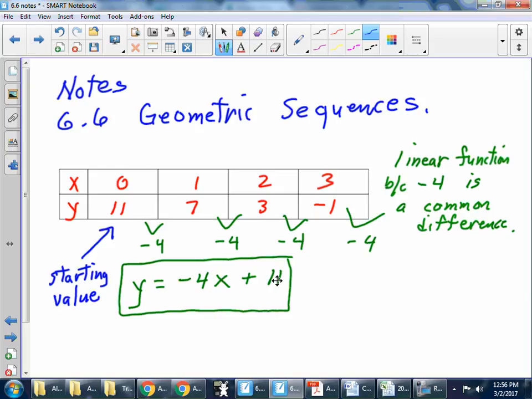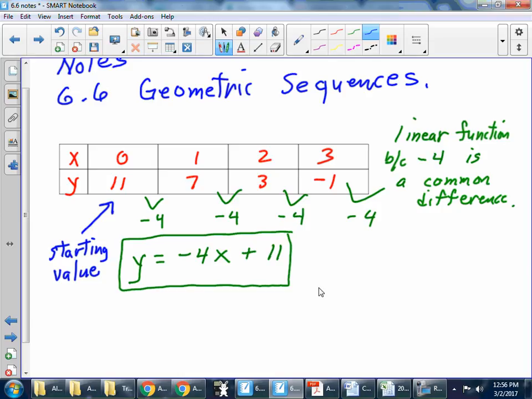Okay? Absolutely right. Now, here's the new part that we're going to get to today. If you just take this bottom row of the table, 11, 7, 3, -1, Talia, what would the next term be? Like -5, yeah. And it would keep going and going and going.